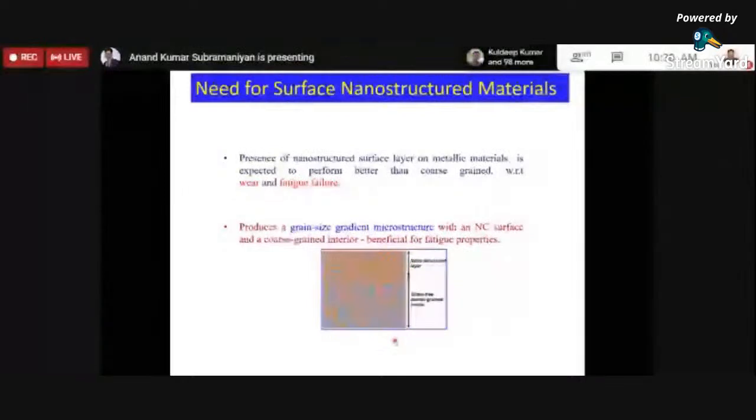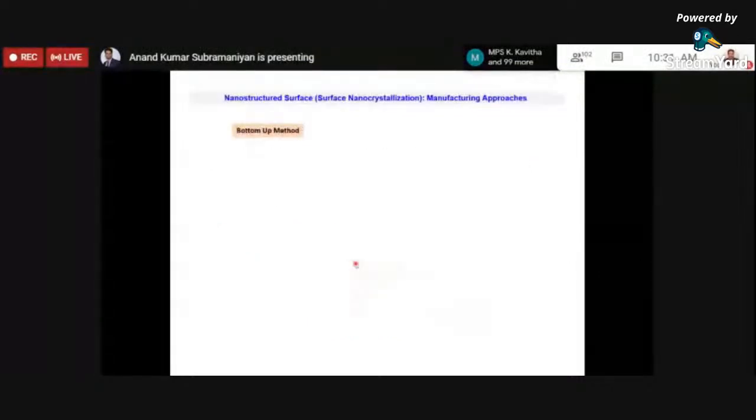So that is one of the advantages when we have this kind of surface nanostructured material on the component surface or the mechanical parts, right? So now we understood that having a surface nanostructured layer on a component will be beneficial especially for wear and fatigue kinds of applications, right? So now how do we manufacture them, right? That is what we are going to look at from this slide.